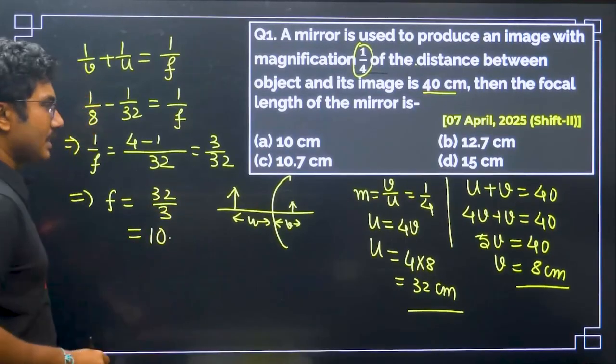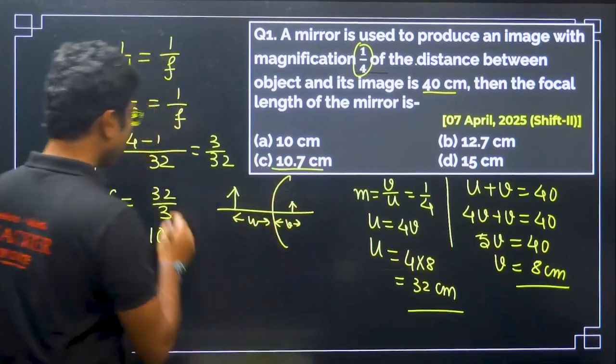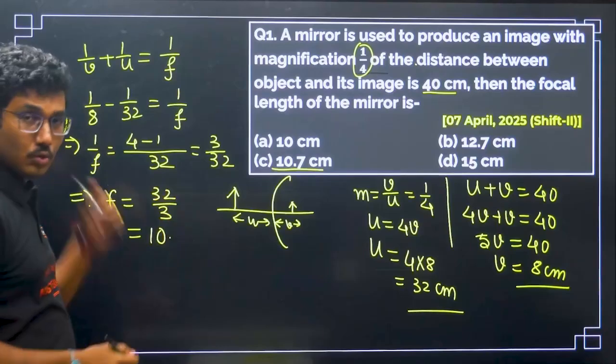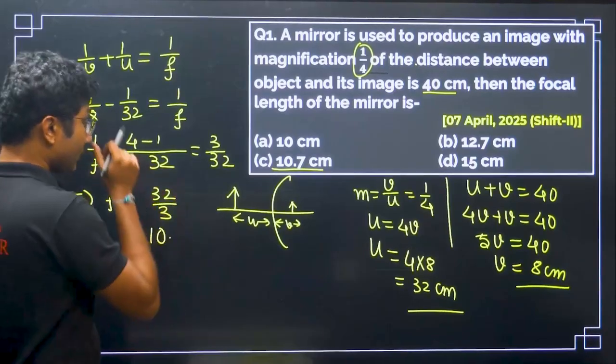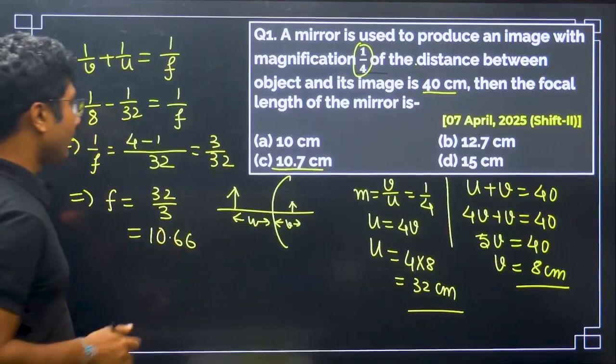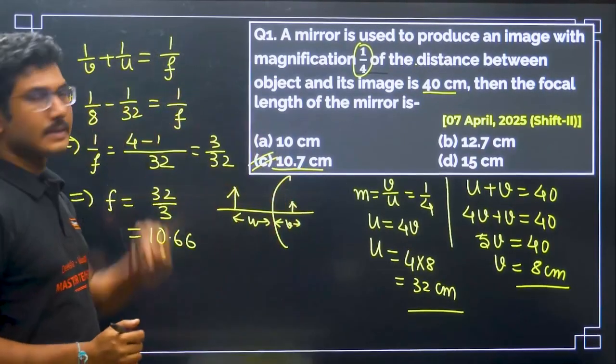10 point something is the answer. So the correct answer is 10.7 centimeter, not 10 centimeter. It will be 10 point something and very close to 11, in fact, because there is a 2. So if you actually calculate it, it will be 10.66. Okay, so the correct answer will be 10.7 centimeter, not 10 centimeter.